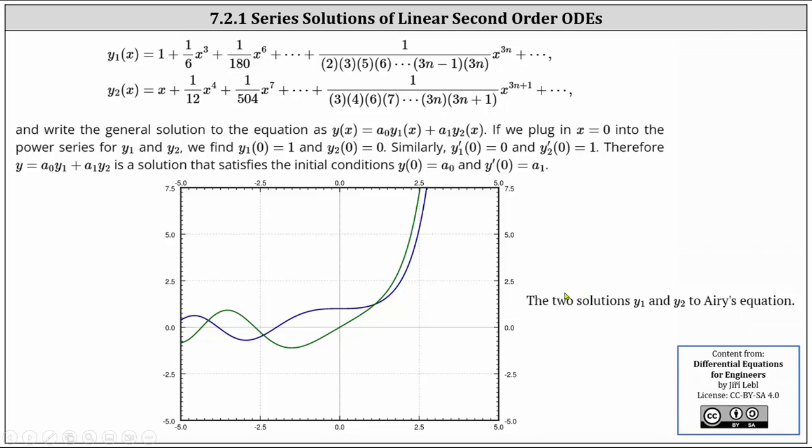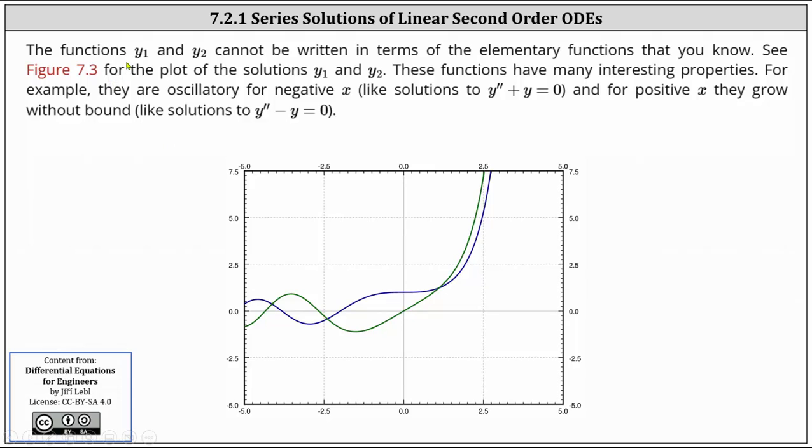And the two solutions, y1 and y2, are graphed here on the left. Again, these are two solutions to Airy's equation. And finally, before we go, the functions y1 and y2 cannot be written in terms of the elementary functions that we know of. Looking at the graph below for the plot of y1 and y2, these functions have many interesting properties. For example, they are oscillating for negative x values, like the solutions to y double prime plus y equals 0, and for positive x, they grow without bound, like the solution to y double prime minus y equals 0.